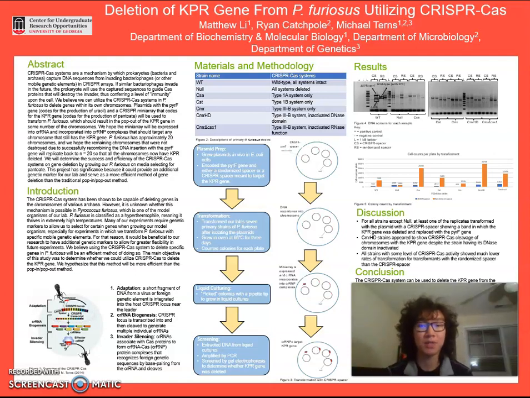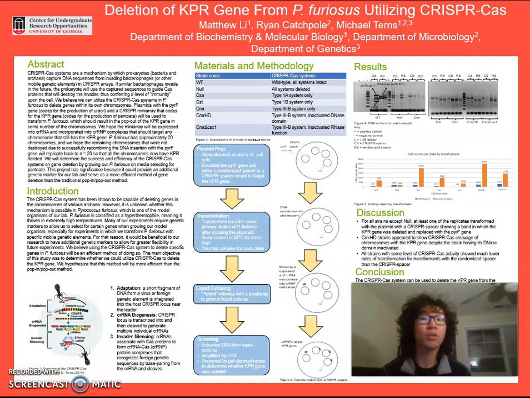Today, I'm going to be talking about my project in which I deleted the KPR gene from various strains of Pyrrhococcus furiosus utilizing the CRISPR-Cas system. Now, the CRISPR-Cas system is a major technological breakthrough in the biological realm. You might have heard of it. It's extremely popular nowadays in many different applications, but it is a more recent discovery, and we're still learning a lot about how it can be used.